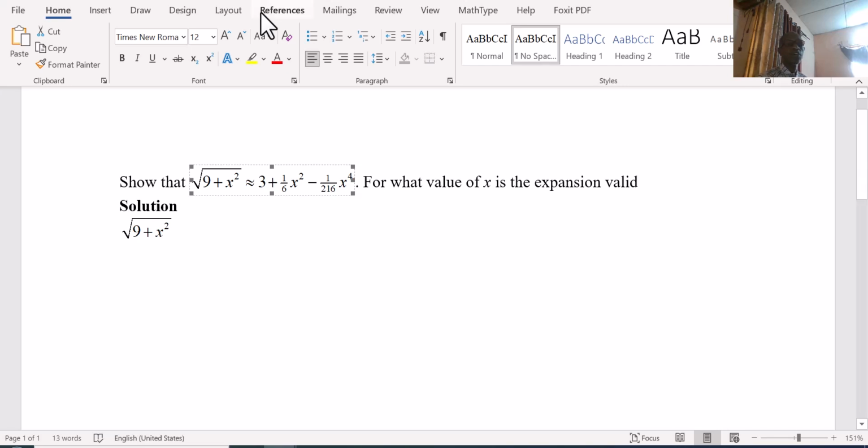Okay, this is another problem still on binomial theorem. It says that we should show that the square root of 9 plus x squared is approximately equal to 3 plus 1 over 6 x squared minus 1 over 216 x raised to the power of 4. For what value of x is the expansion valid? So let's start.